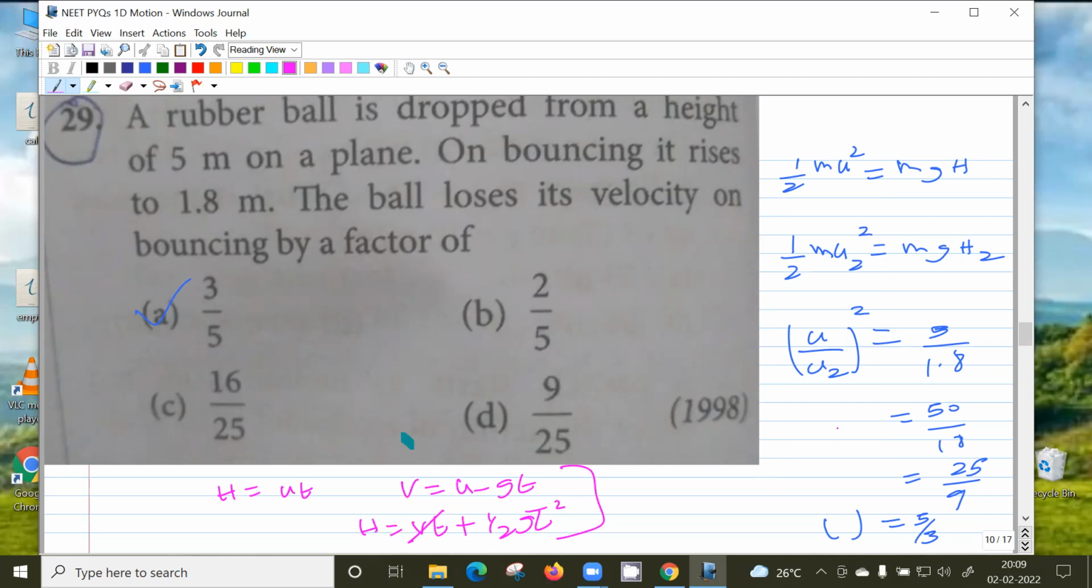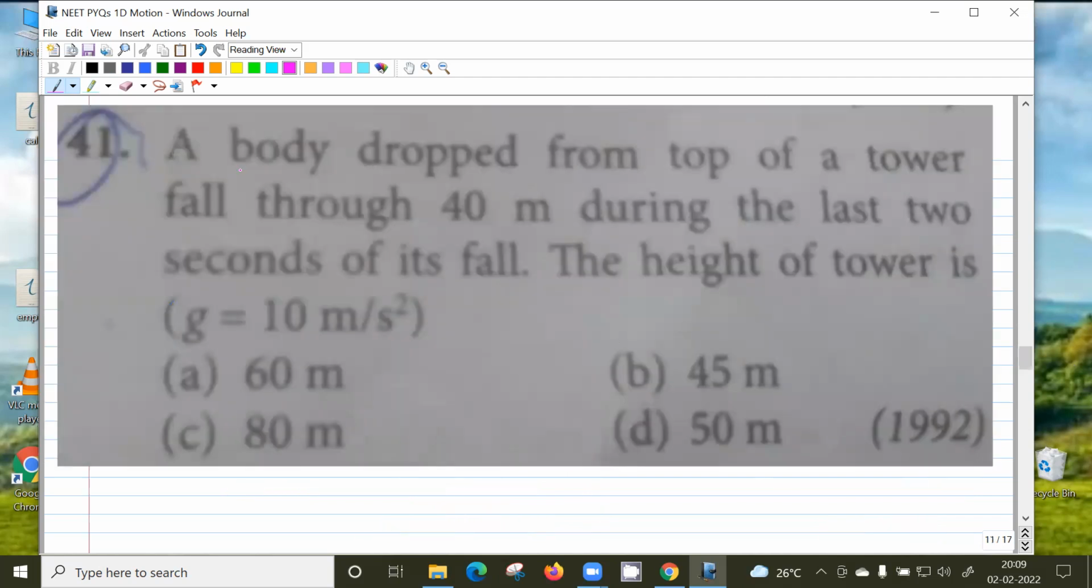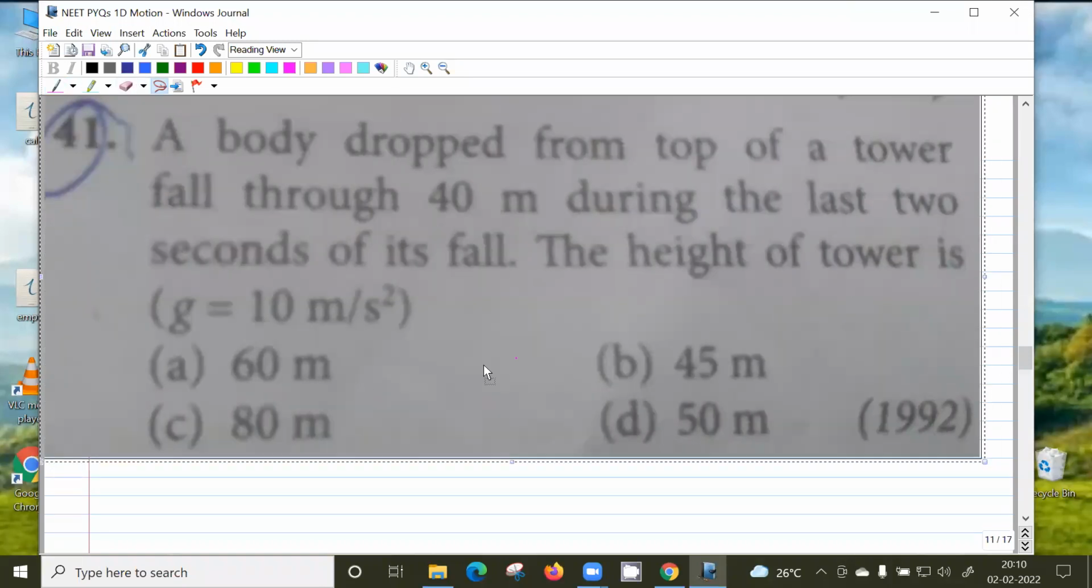Okay, this one, question 41. A body is dropped from a tower and falls 40 meters during the last 2 seconds of its fall. Okay, this is a simple problem. You should be knowing. Try to solve this one. By now, we should be able to solve this one.